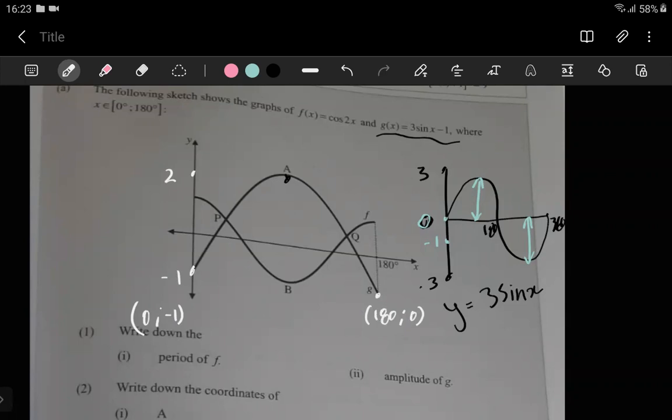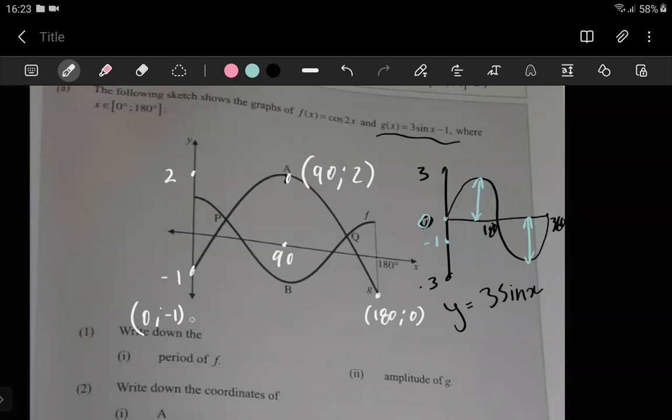You can already see right in the middle of 0 and 180, you're going to have 90 over there. So we know that this point here is just x value 90, y value +2.